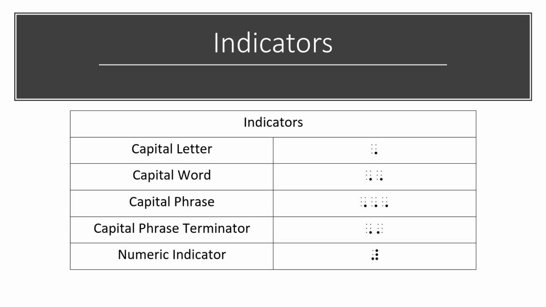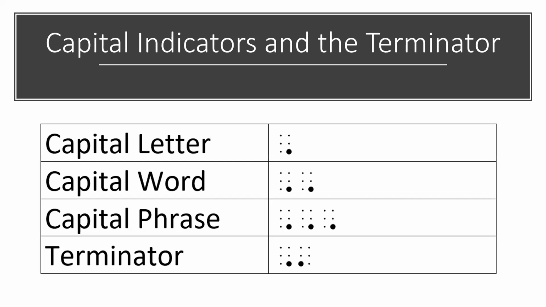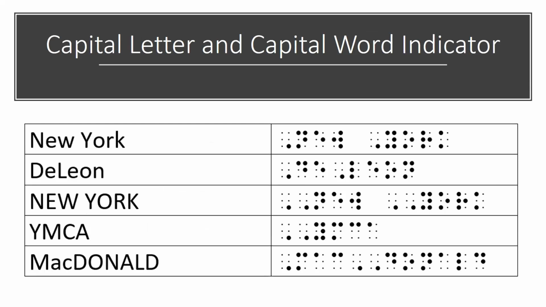And those are fairly easy. The only thing I find that people forget is it's 3 words or more with the capital phrase indicator. So there we go again, capitals and the terminator. In practice, this is how it looked. Here we have just the first letter of New York capitalized. It's the same thing when words are joined together, De Leon. So the capital D, the capital L, again, just one symbol.